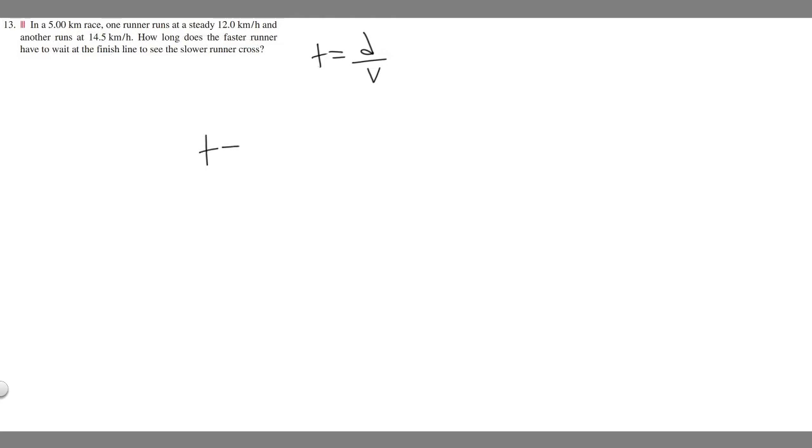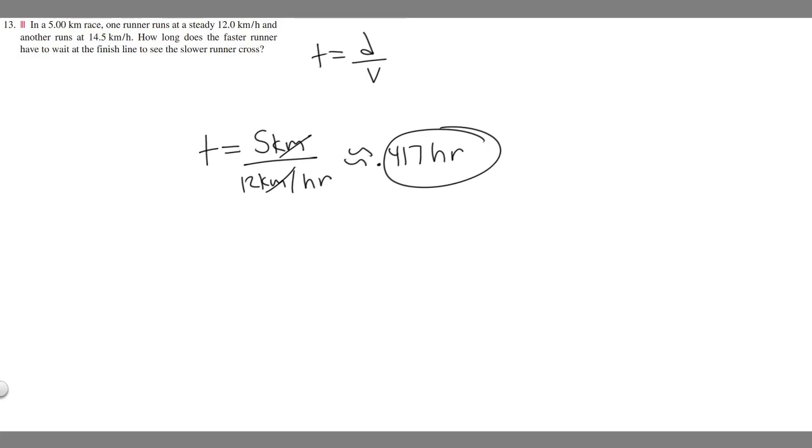So if we say t is equal to, let's start with the first runner, the one going 12 kilometers per hour. The distance, which is 5 kilometers, over the speed of the first one, so 12 kilometers per hour. And when you do this, the kilometers are going to cancel, and you're just going to get 5 over 12 hours. So I'm going to divide this. 5 divided by 12 is about 0.417. Notice our units are in hours. So that's how long it takes the first person to finish the race.